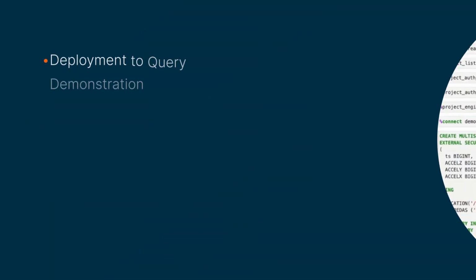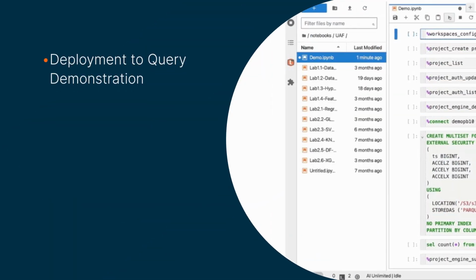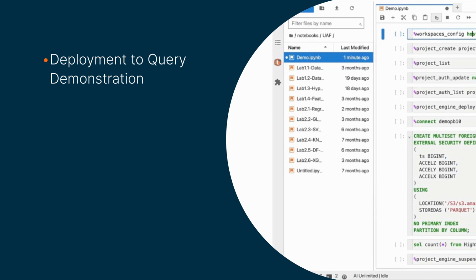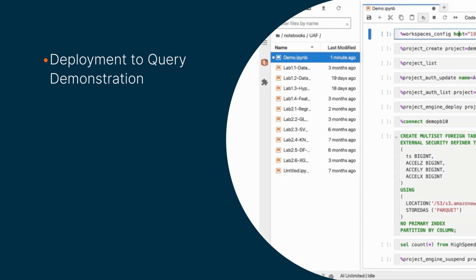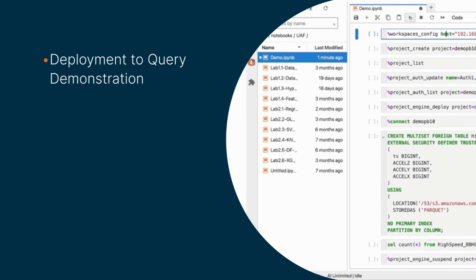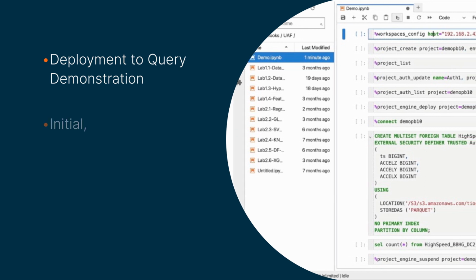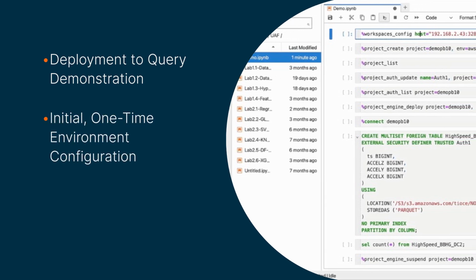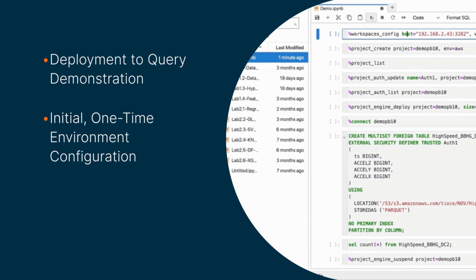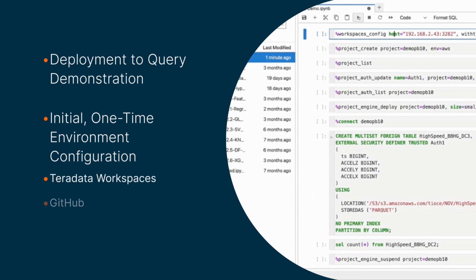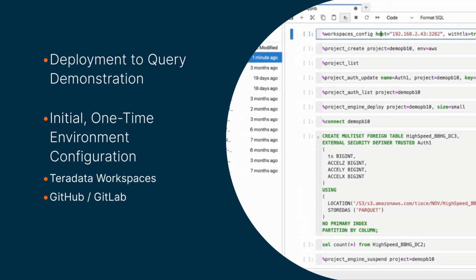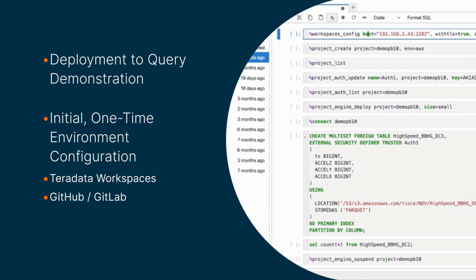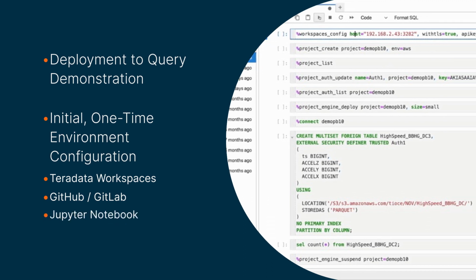In this video, we will demonstrate the simple steps for a user to go from deployment of an AI Unlimited instance to the first query in only a few minutes. The initial one-time configuration of the AI Unlimited environment is completed using Teradata Workspaces, GitHub or GitLab for user management and metadata storage, and finally a Jupyter Notebook with Teradata modules.